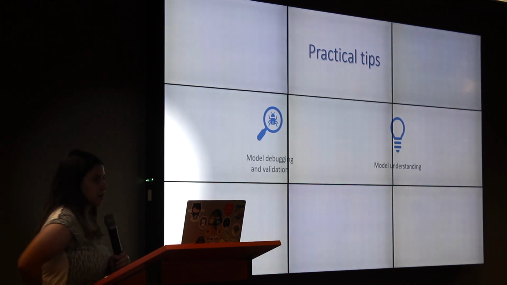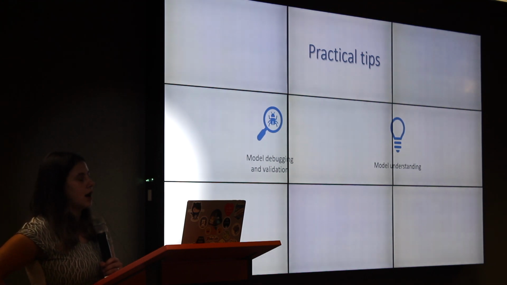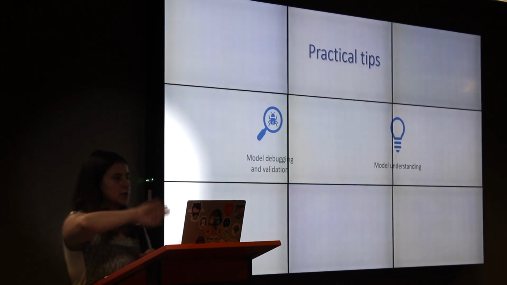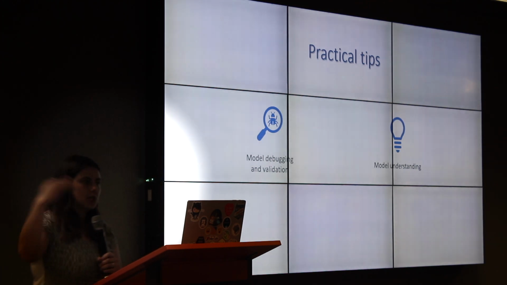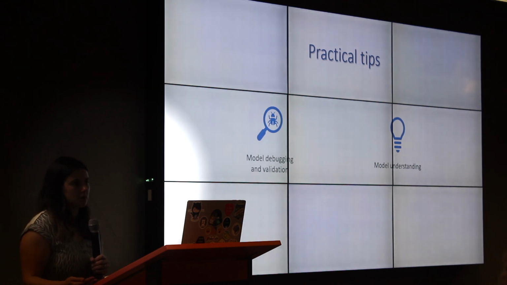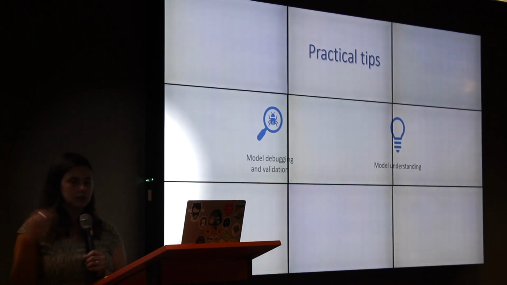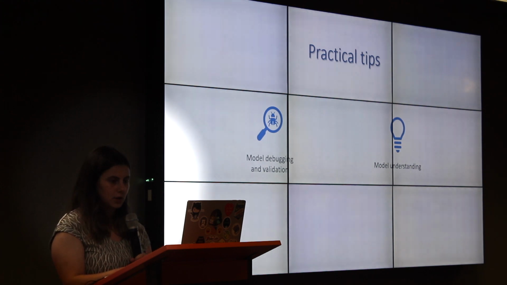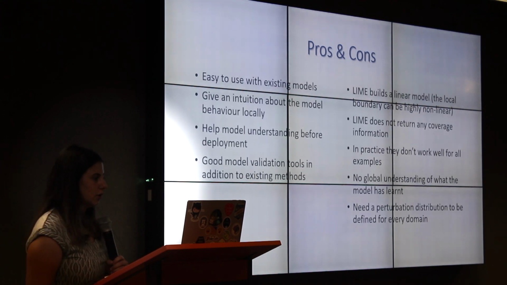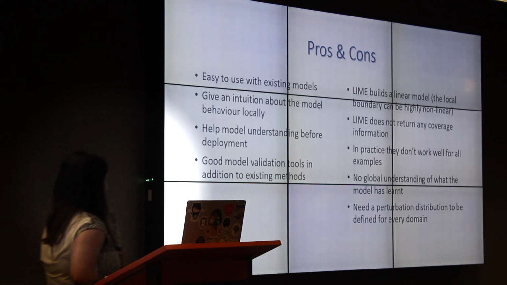And again, model understanding, trying to understand how your model operates. So the example I gave with the model that discriminates between a dog and a wolf, if they had used this technique, they would have figured out something is wrong. And once you have that knowledge, you can then start fixing it. So some pros and cons of these techniques.